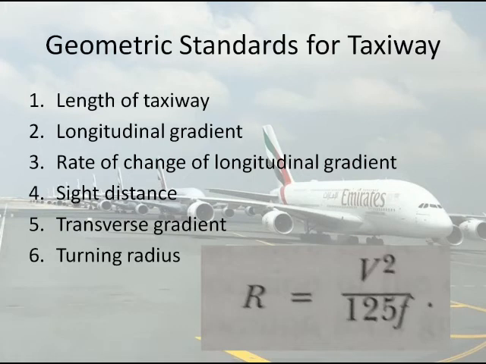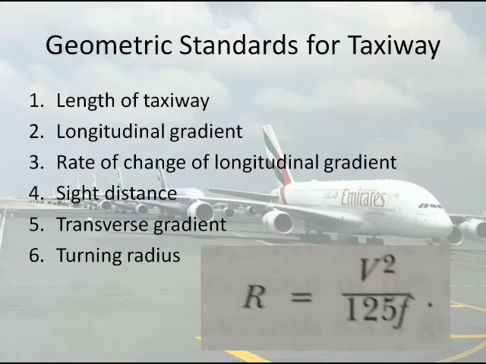Next, the second point, longitudinal gradient. If the longitudinal gradient is steep, there will be more consumption of fuel. The maximum longitudinal gradients recommended by ICAO are as follows. For A and B type of airports, it is 1.5%. For C, D and E type of airports, 3%. We have already discussed these A, B, C types of airports in the classification of airports in the previous discussions.